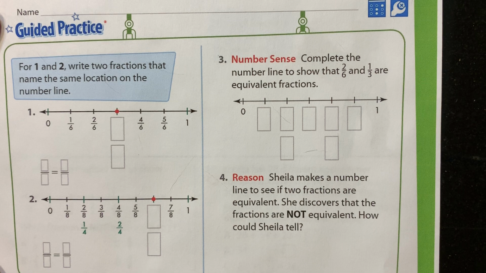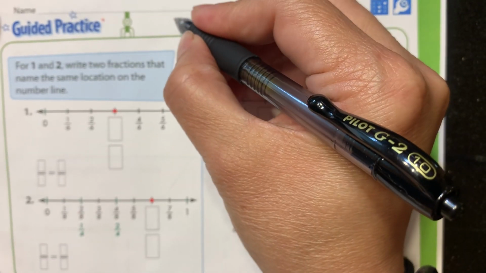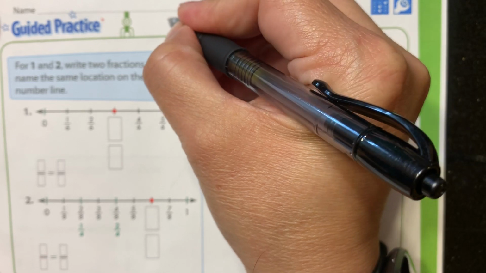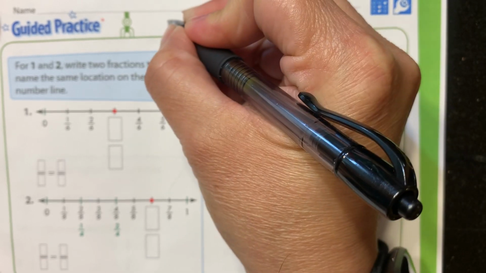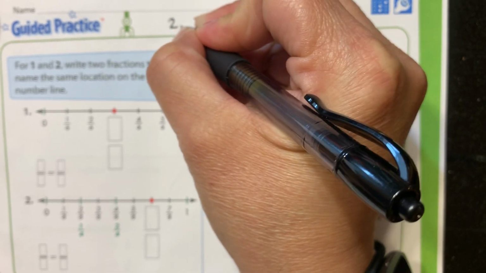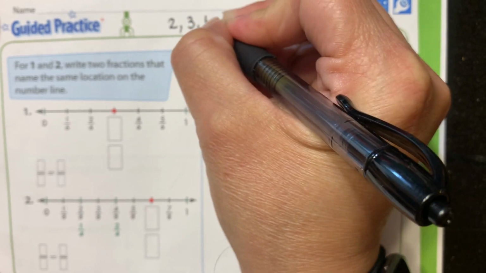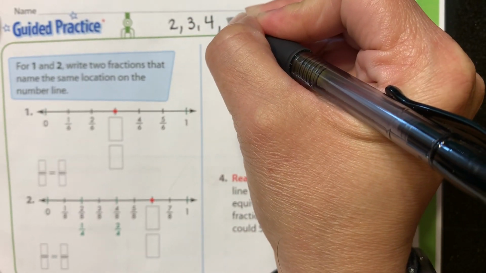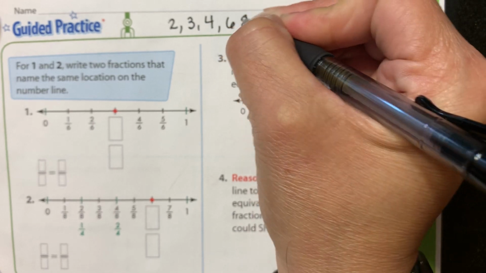Before we get started, you have to remember that equivalent means equal, and we're going to have to look at the denominators very carefully on these to decide whether we're going to use the multiplication method or the division method. So when we were in school, we wrote down the denominators of 2, 3, 4, 6, and 8.